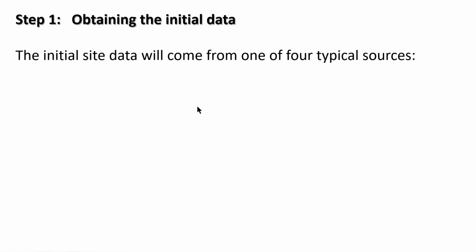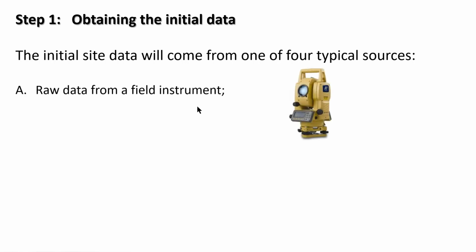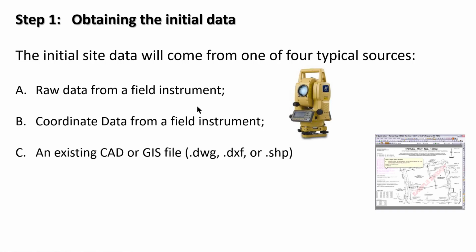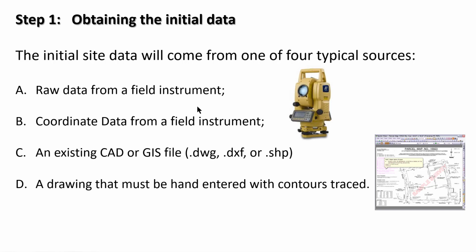So the initial site data is going to come from one of four sources for surveying. Raw data from a field instrument, which we can import into LandMentor. Coordinate data from a field instrument, that's the most common, and that's what we're going to use. Existing CAD or GIS file, we can import shape files, DXF, DWG, directly into LandMentor. So you could also export DWG.